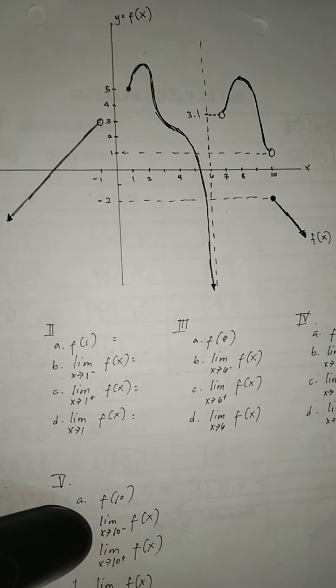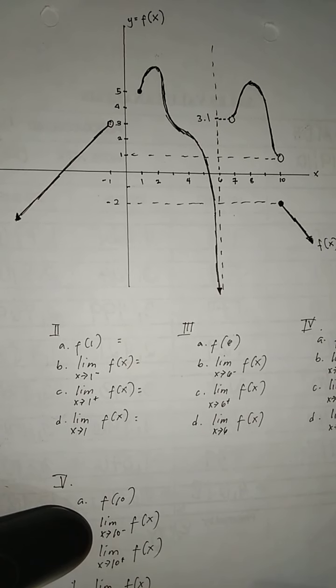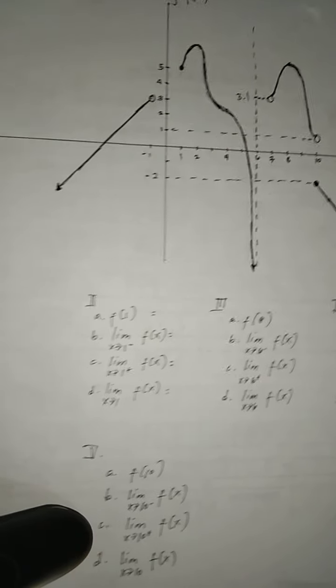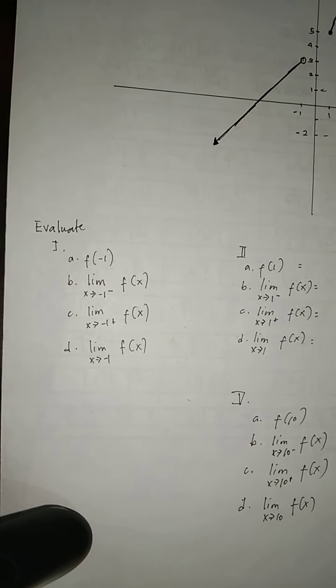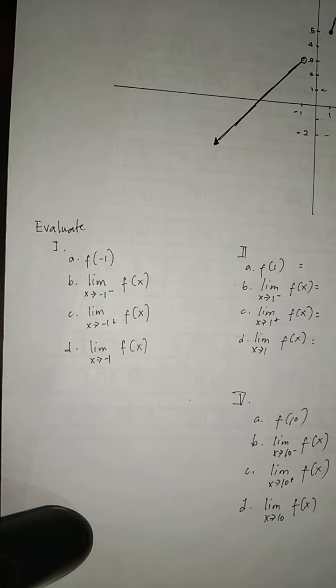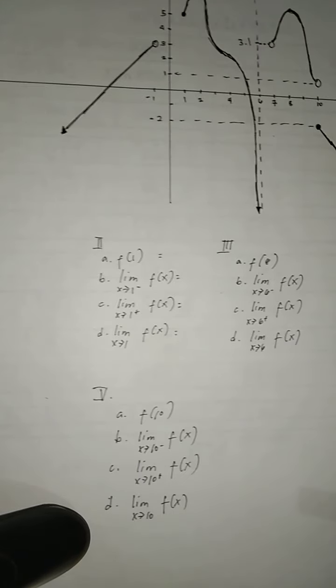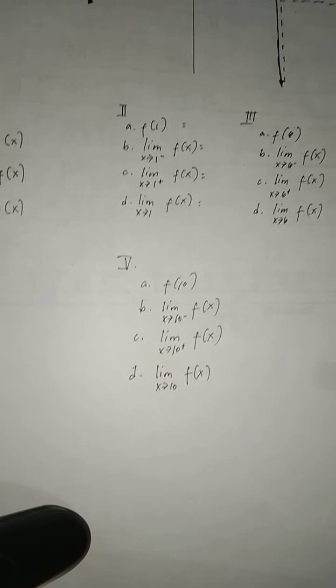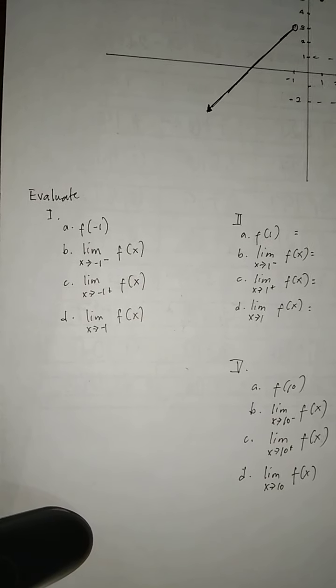So here we are going to discuss activity 2-4, and that is about limits and graphs. We are given a sketch of the graph of f of x, and we are asked to evaluate the following: f of -1, the limit as x approaches -1 from the left, from the right, and the two-sided limit, as well as other points at number 2, number 3, number 4, and number 5.